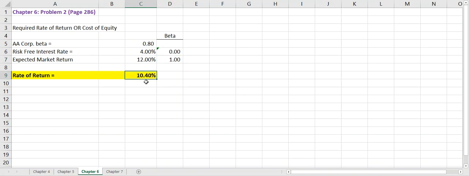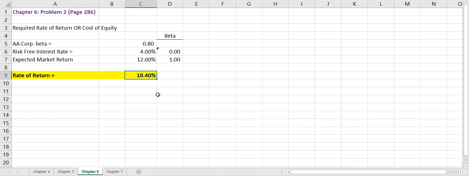We use the capital asset pricing model. And in that, it takes the risk-free rate plus what is called the market premium. The market premium is the difference between the market return, in this case 12, and the risk-free rate, which is 4. The market premium then is 8%. That 8% is multiplied times the risk of the company's beta, 0.8. Do the arithmetic, 4% plus 8% times 0.8, 10.4%.